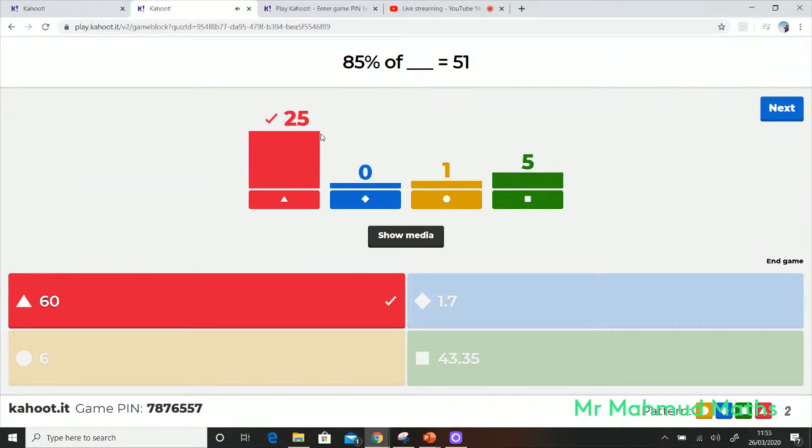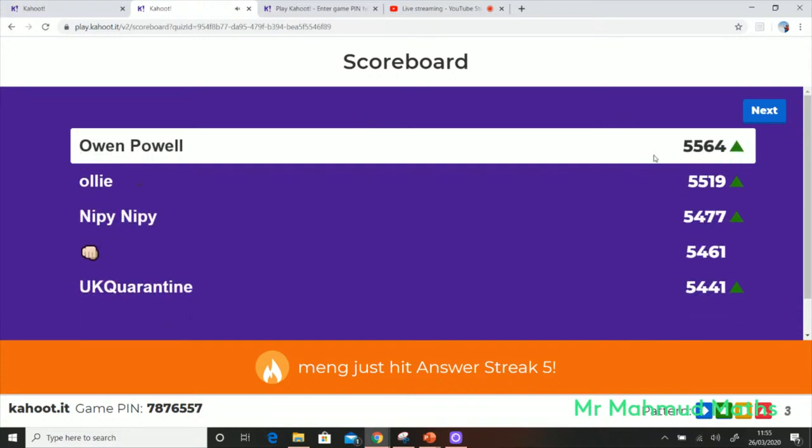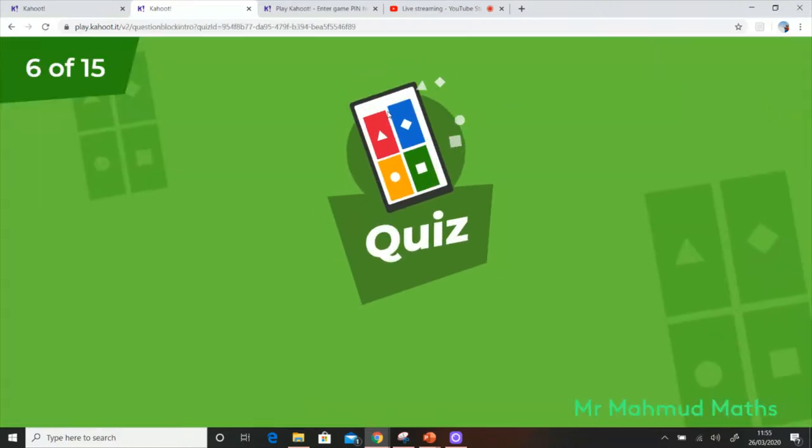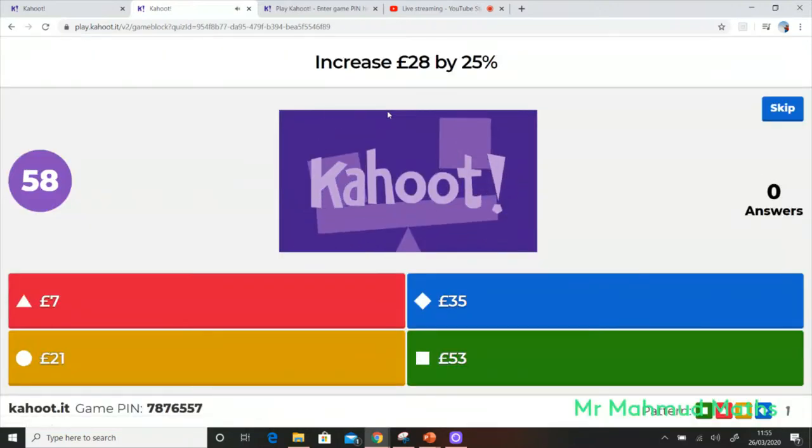Okay, now 60 was the answer, and a lot of the people got the right answer. Well done. Let's have a look at the top. Owen Powell has moved on to the first position. Nippy nippy getting in there as well. Next question. Increase 20 by 25%.